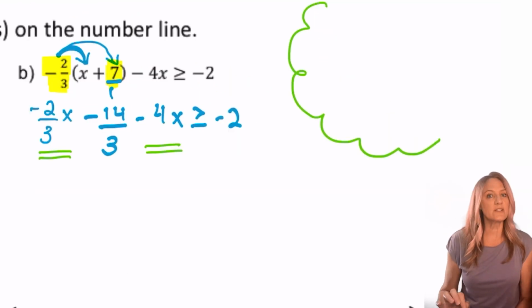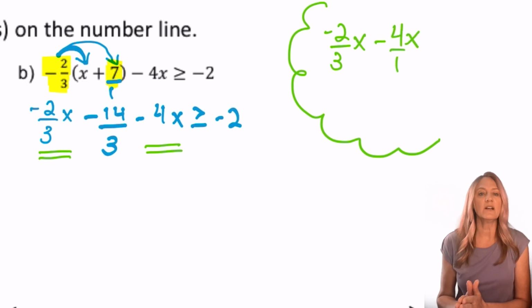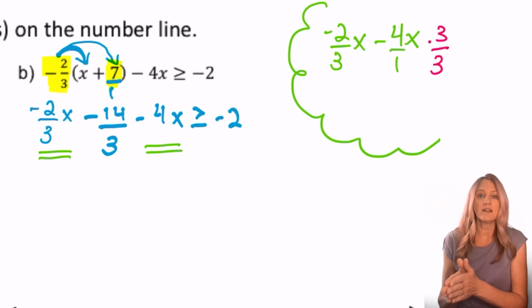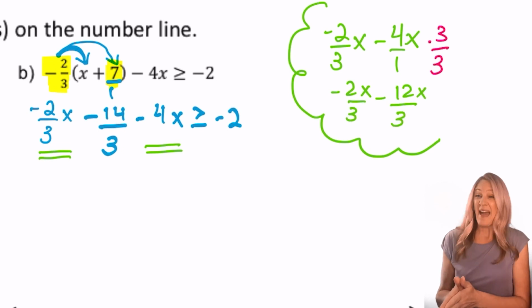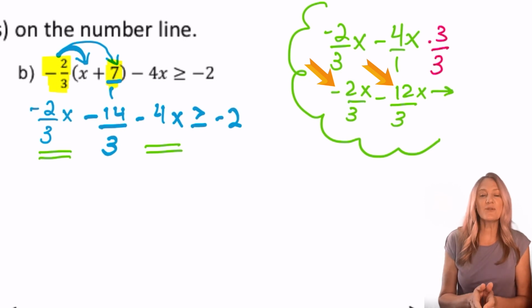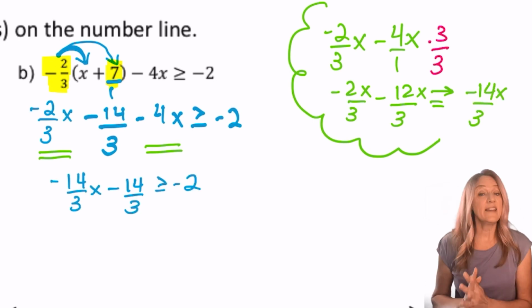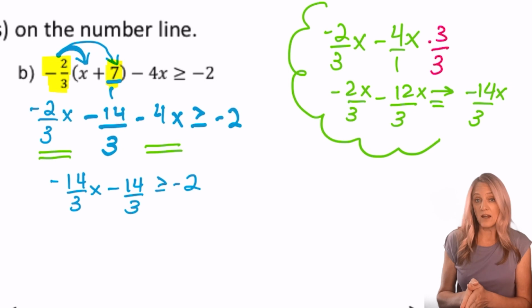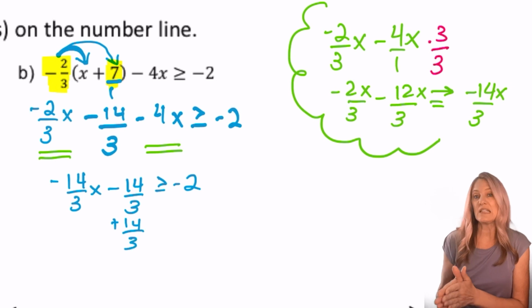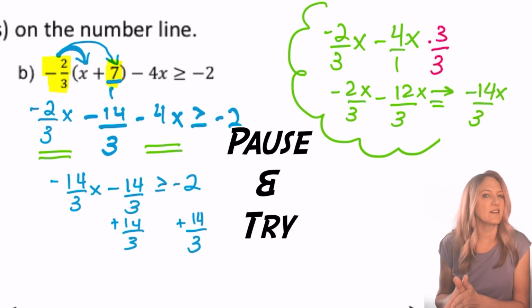Well, -2/3, I need to change -4 into something equivalent with thirds in the denominator. So let's multiply the numerator 4 by 3 and the denominator by 3. That gives us -12/3. When I'm adding fractions, all I have to do is add the numerators, keep the denominator. So -2/3 plus -12/3 is -14/3 x. Now to isolate x, I need to go ahead and undo -14/3. So I'll add 14/3 to both sides. Once again, I'm going to need a common denominator to combine -2 plus 14/3. You could pause and try this.